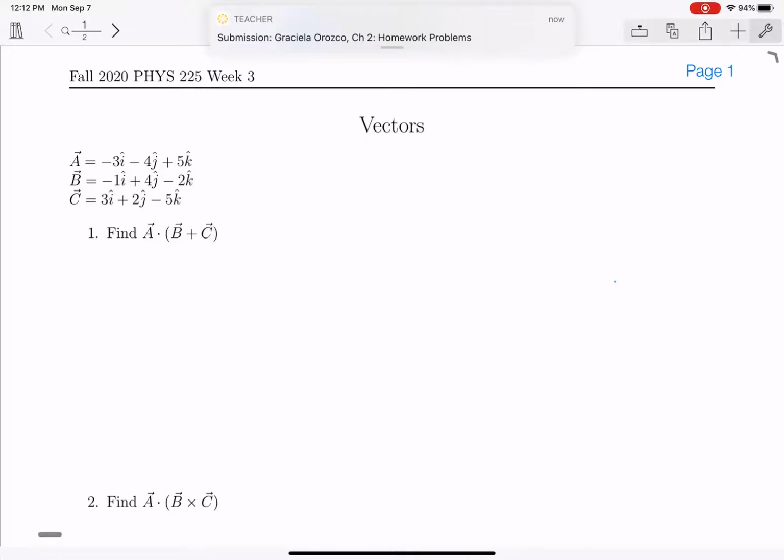All right, now I'll be solving the problems from the handout. Okay, there are three problems here. The first one, the three vectors are given to you.